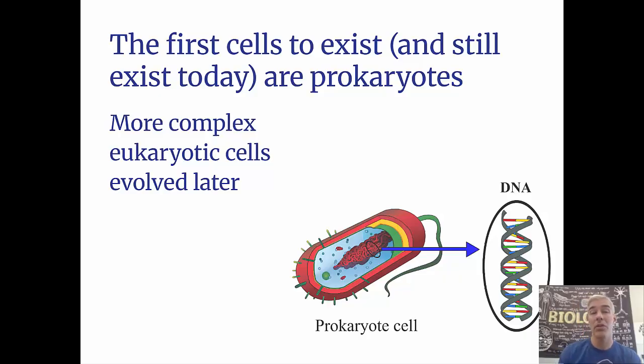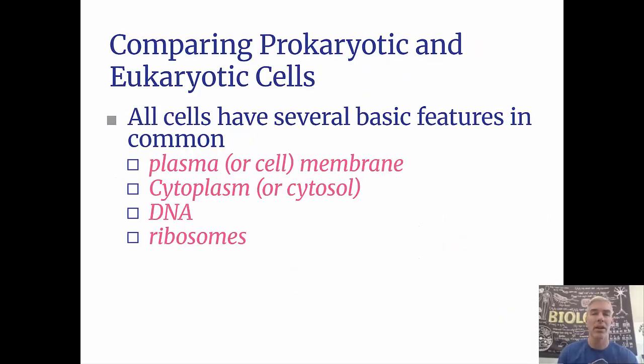The more complicated eukaryotic cells, which we'll get into, evolved later, much later actually. We are considered eukaryotes. Even amoebas, which are single-celled, are eukaryotes, okay? They're more complicated than prokaryotes are.